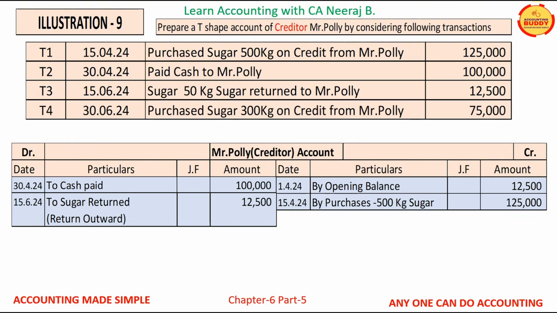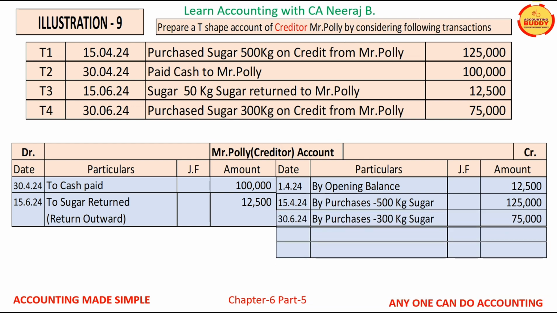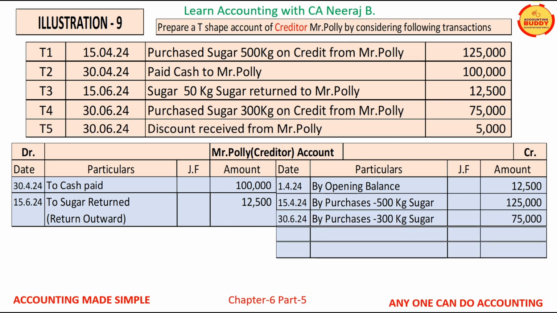T4 transaction is on 30th June 24. Again, 300 kg of sugar worth 75,000 was purchased. With this transaction, the liability of the business will increase. Therefore, Mr. Polly's account will be credited by 75,000. T5 transaction is a discount of 5,000 is received from Mr. Polly. The amount of discount given by Mr. Polly will reduce the liability of the business. Therefore, Mr. Polly's account will be debited by 5,000.